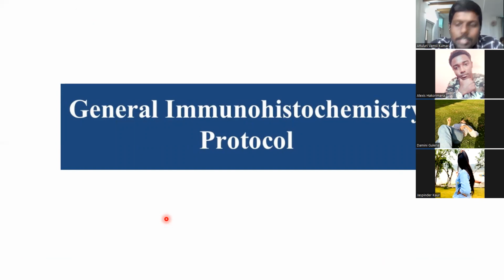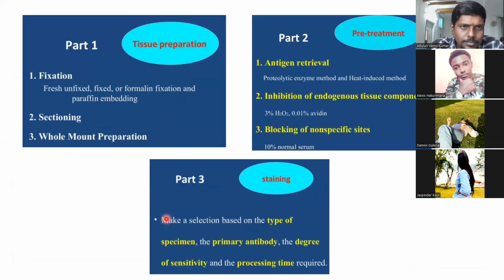What are the three important steps that we undergo in immunohistochemistry? The three important steps are tissue preparation, pre-treatment, and staining. Tissue preparation includes fixation, sectioning, and pole mount preparation. Pre-treatment includes antigen retrieval, inhibition of endogenous chemicals such as peroxidase, and then blocking of non-specific sites. So these are the three steps we undergo in pre-treatment. Then staining, which we already know: fluorescence staining, primary and secondary antibodies, getting colors, and visualizing under the microscope. So these are the three important steps: tissue preparation, pre-treatment, and staining.